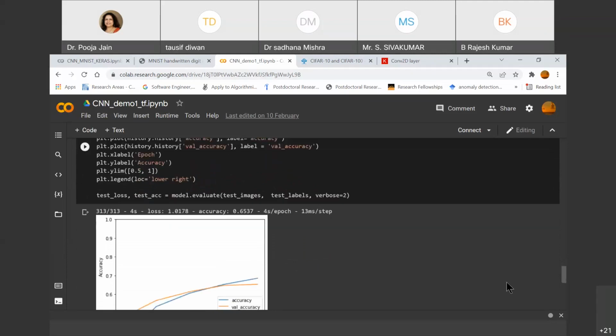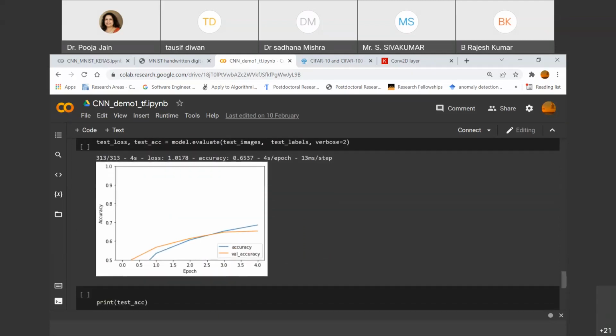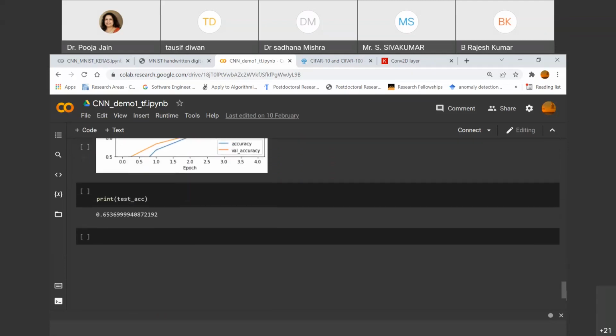Okay. Here also we are plotting the plot between the accuracy versus epoch, like how the accuracy is getting increased after subsequent epochs, and this is accuracy and this is validation accuracy. You just have a look on both of these, and at last we just print the test accuracy. Okay, so this was all about the CNN implementation.